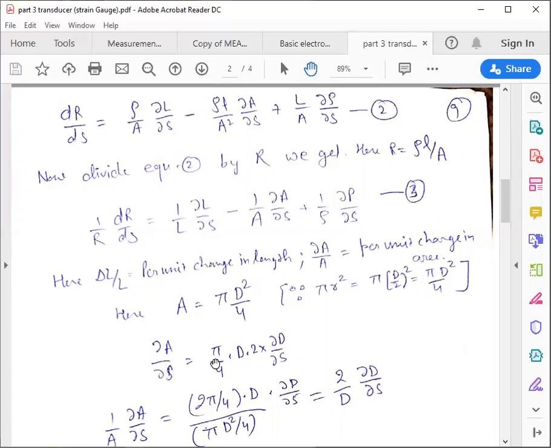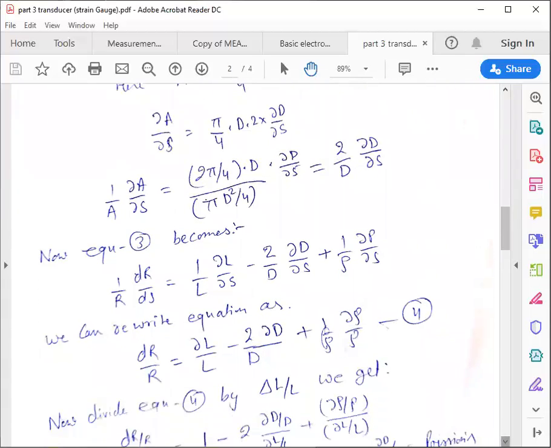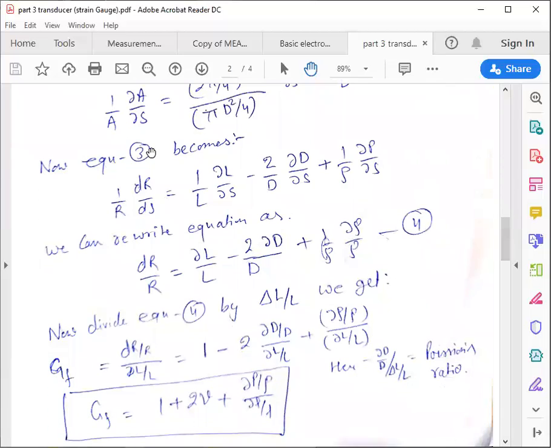We get del A by del S is equal to pi by 4 into 2D. D square differentiation will be 2D into del D by del S. And after doing the calculation and dividing by A, we get 1 by A del A by del S is equal to 2 by D del D by del S. Now this value we will put in equation 3. Now 1 by A del A by del S is equivalent to 2 by D into del D by del S. Now my equation 3 becomes 1 by R dR by dS is equal to 1 by L del L by del S minus 2 by D del D by del S plus 1 by rho del rho by del S.